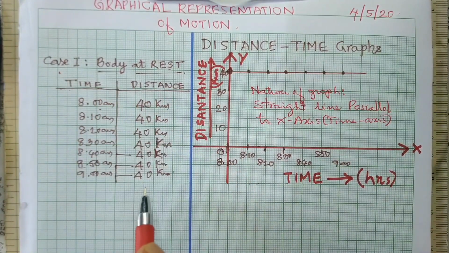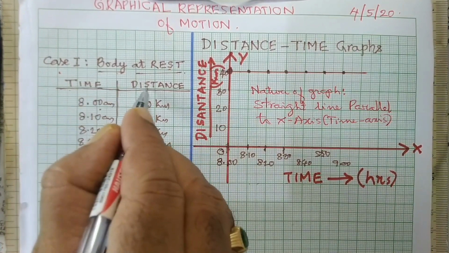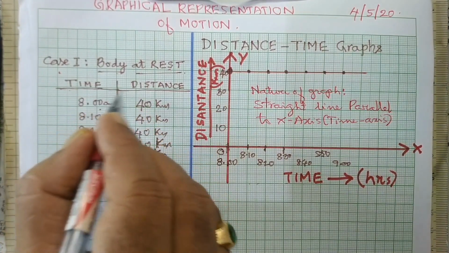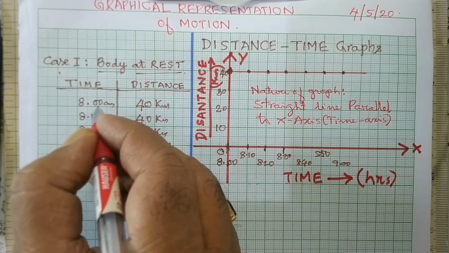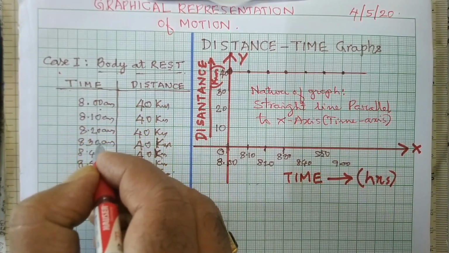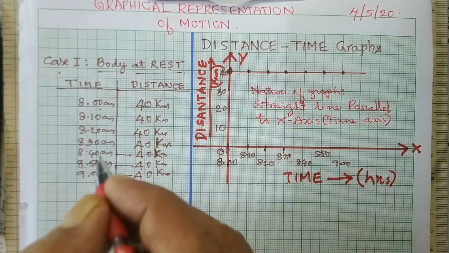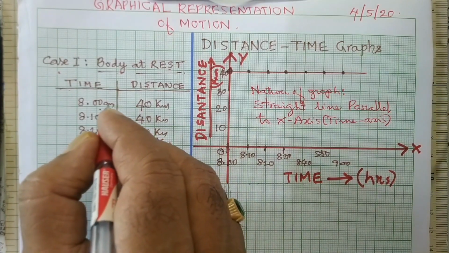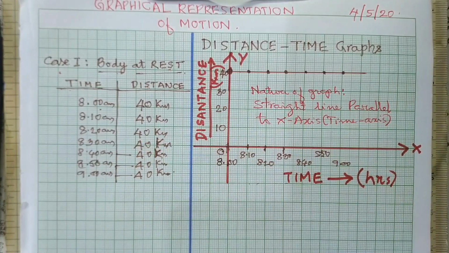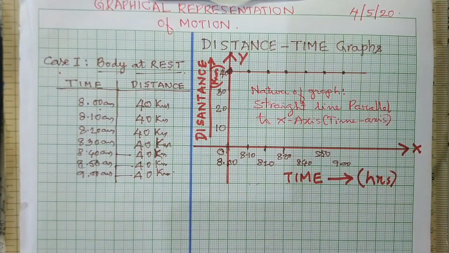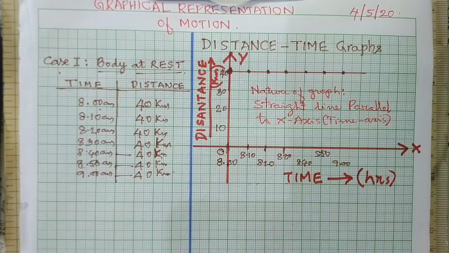Once again, briefly I am explaining, listen. We first draw the distance-time table, a table which consists of time and distance. Time we take as 8 a.m., 8:10, 8:20, 8:30, 8:40, 8:50, 9 a.m. As the body is at rest from 8 a.m. to 9 a.m., every time it shows 40, 40, 40, 40. In some other cases it may be 50 kilometer, then the graph line will come at 50. I have taken 40 kilometer as the example here.